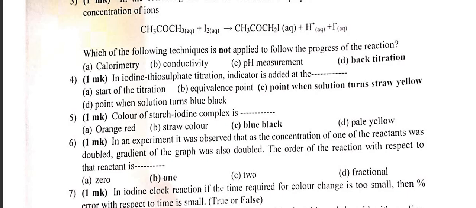Look at question number 4. They're saying in an iodine thiosulfate titration, the indicator is added at, because in this particular experiment we're utilizing starch. Some people say at the end, because we need to see the pale yellow color that is going to be indicated. But from the options that we have here, we are going to say at the beginning of the experiment, unless they gave us another option to say at the end.